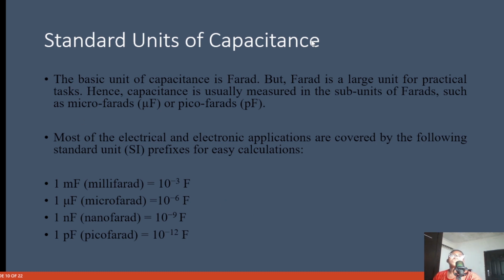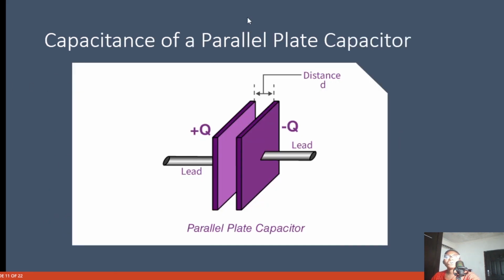Standard unit of capacitance. The basic unit of capacitance is the farad. Yes, capacitance is measured in farads, but the farad is a large unit for practical tasks. Hence, capacitance is usually measured in subunits of the farad, such as the microfarad. Most times, this is the unit we use for capacitance, microfarad or picofarad. So 1 millifarad is times 10⁻³, microfarad is times 10⁻⁶, nanofarad is 10⁻⁹, and the picofarad is 10⁻¹² farads.